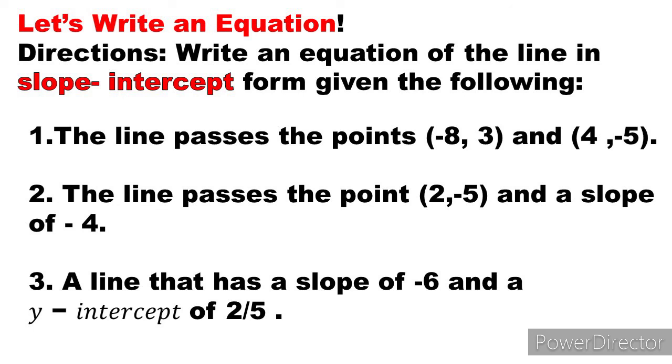Okay, so now let's write an equation. And this is the direction. Write an equation of the line in slope-intercept form given the following. Okay, now we have number 1. The line passes the points negative 8, positive 3, and positive 4, negative 5. Number 2. The line passes the point positive 2, negative 5, and the slope of negative 4. And number 3. A line that has a slope of negative 6 and y-intercept of 2 over 5.